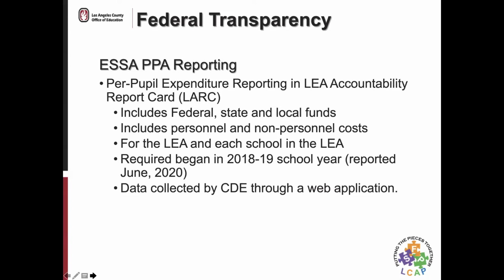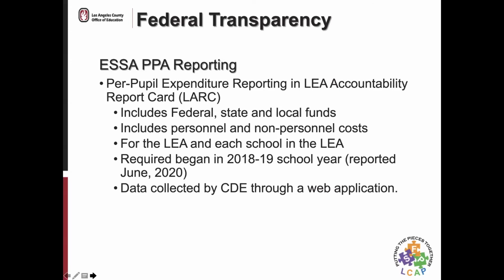Information went out to district superintendents in December with information and passwords to collect the data. It's collected through a web application. So that will be reported again this year.